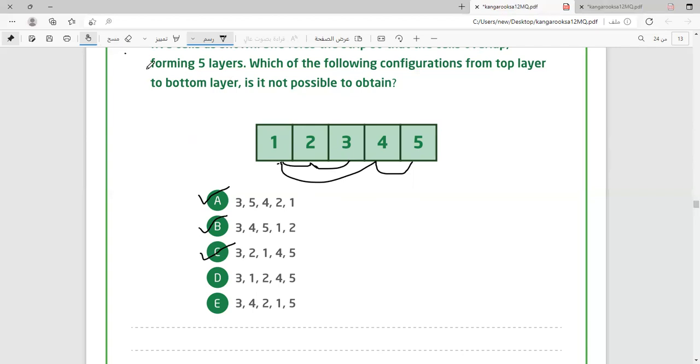And here for D, the one before last, it starts 3, 1, 2, 4, 5. It's correct too. So if all of them are correct, then C is wrong because of the last one, so it's wrong.